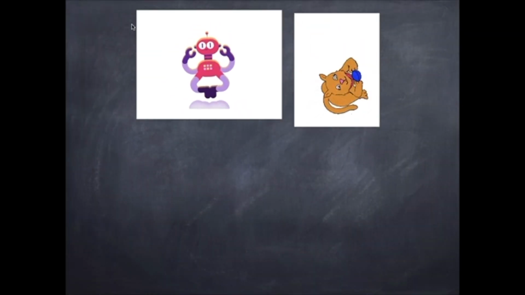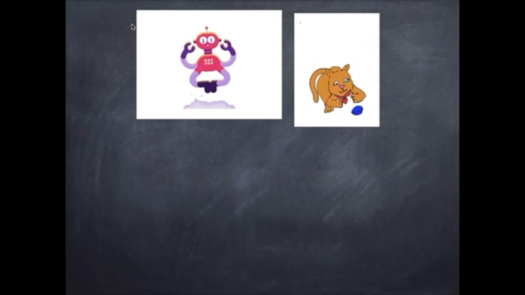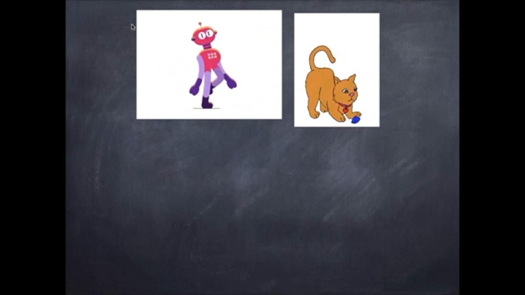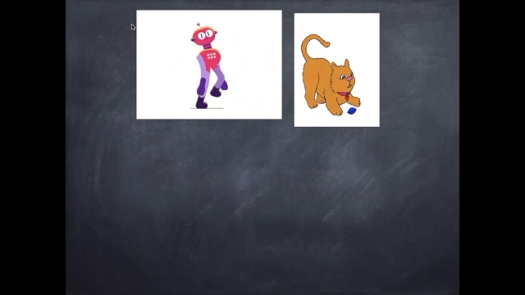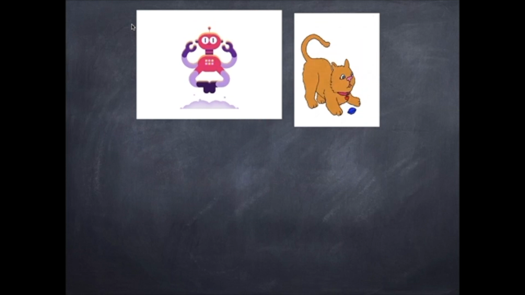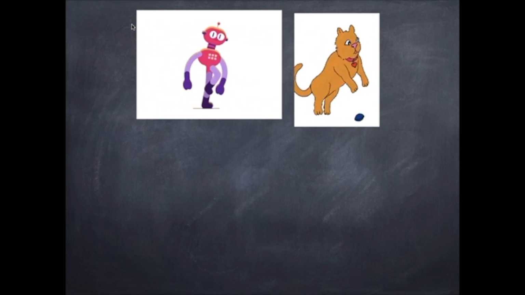I want you to observe the two pictures here. What did you notice? You're right. Both of them are moving. But did you know that one is a living thing and the other one is non-living thing? But how do you know which one is which? Which one is a living thing and which one is not?